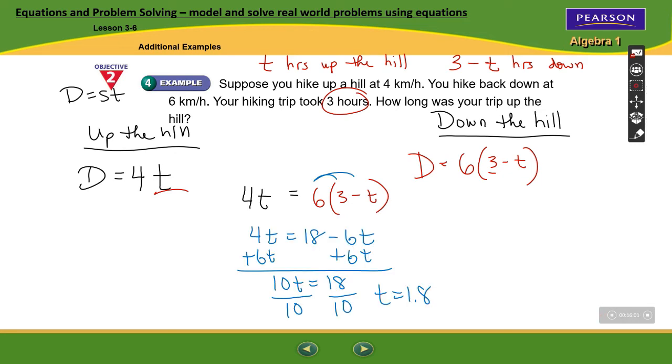So as you can see, I've solved the problem in blue here. My first step was to distribute: 6 times 3 is 18, and 6 times negative t is negative 6t. And then I noticed again my variables were on different sides, so I moved the 6t over, adding 6t to both sides, giving me 10t equals 18. Business as usual, divide by 10, we get t equals 1.8. And I apologize for not doing that all out, y'all, but it's taking me too long to make this video.